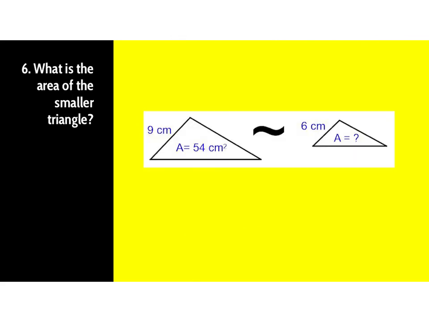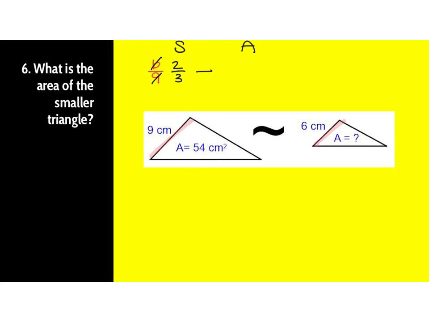Okay, now we are going to solve a problem that has to do with finding the area. It says, what is the area of the smaller triangle? So we're going to use our side and our area ratios. So first let's look at the sides, and we have 9 and 6. So I'm going to do 6 over 9, and it's really important and much easier working with these if we simplify 9 and 6 to get 2/3.